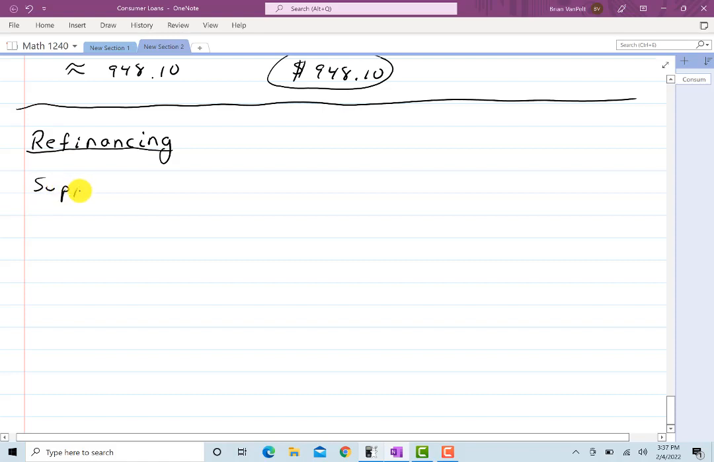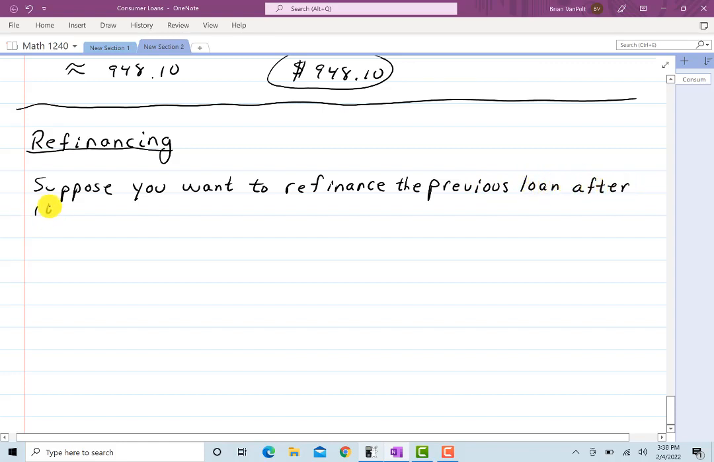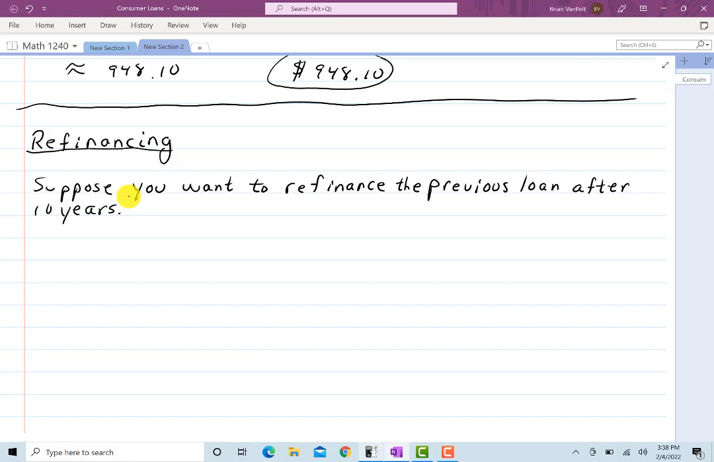Suppose you want to refinance the previous loan after 10 years. So you've made 10 years worth of payments on your house. You owe a certain amount of money. Whatever you owe, you get a new loan to pay that off.